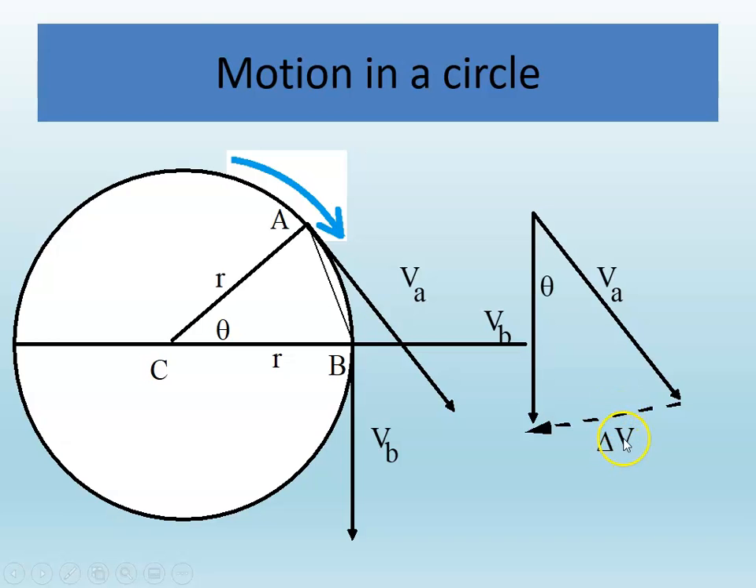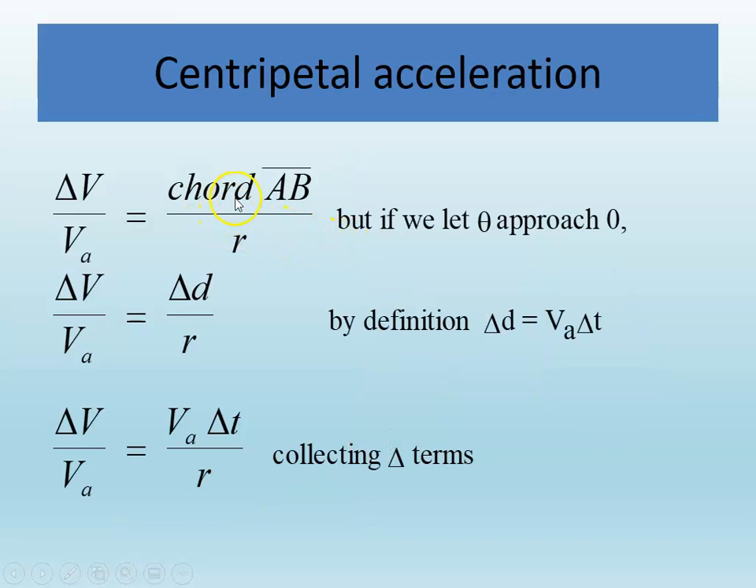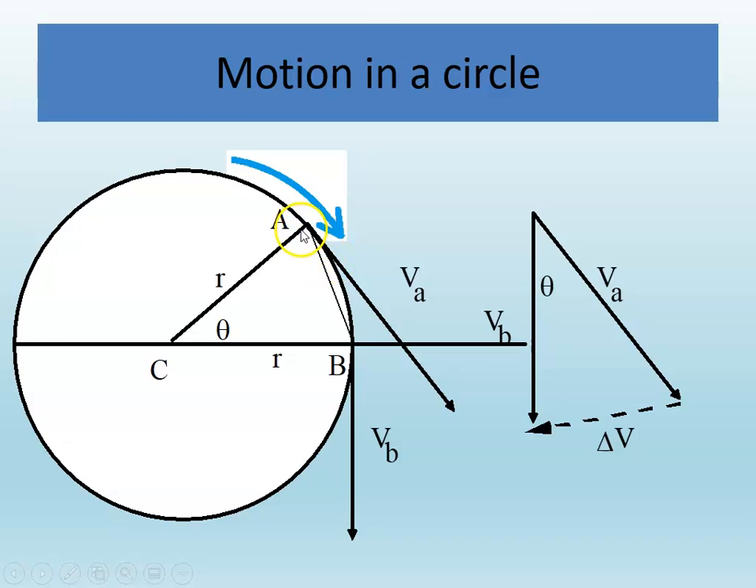With similar triangles, the whole thing about the ratios is that if you compare any 2 side lengths of one triangle, the ratio of those is equal to the corresponding side lengths of the other triangle. So this delta V over V sub A in the triangle on the right must be the same as the length of this chord going from A to B divided by the radius of the circle. Oh, that's interesting. Well, that chord going from A to B, looking back over here, is almost the distance traveled between point A and point B.